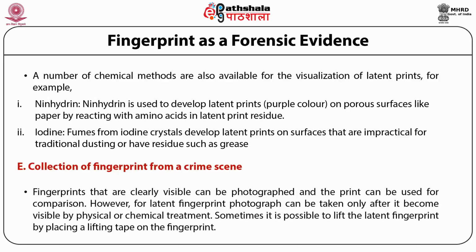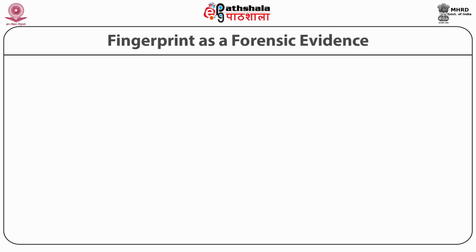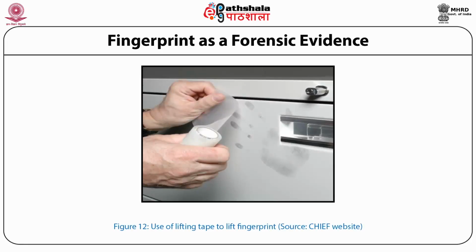Now let's discuss the collection of fingerprints from a crime scene. See the figure that indicates the use of lifting tape to lift a fingerprint. This is one of the methods of collecting fingerprints. Fingerprints that are generally visible can be photographed and the print can be used for comparison. However, for a latent fingerprint, a photograph can be taken only after it becomes visible by physical or chemical treatment.